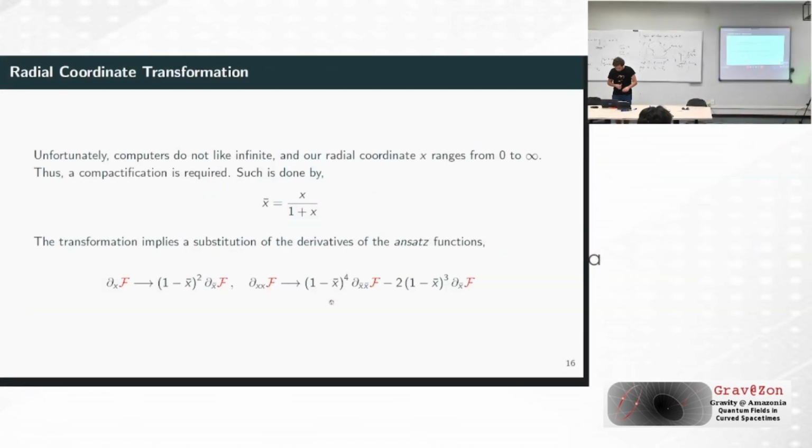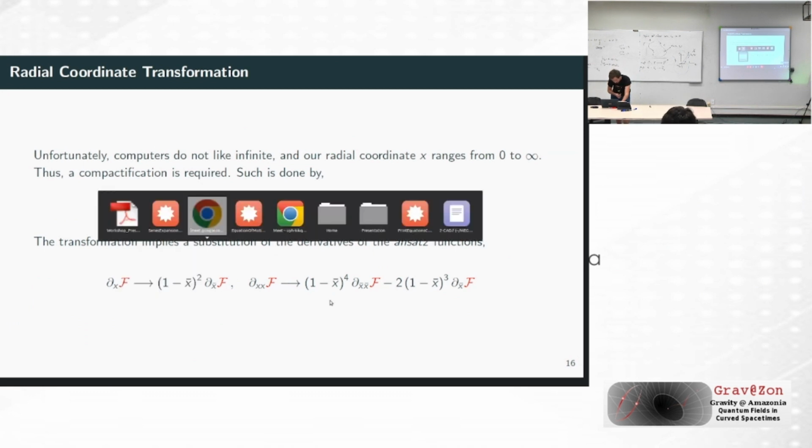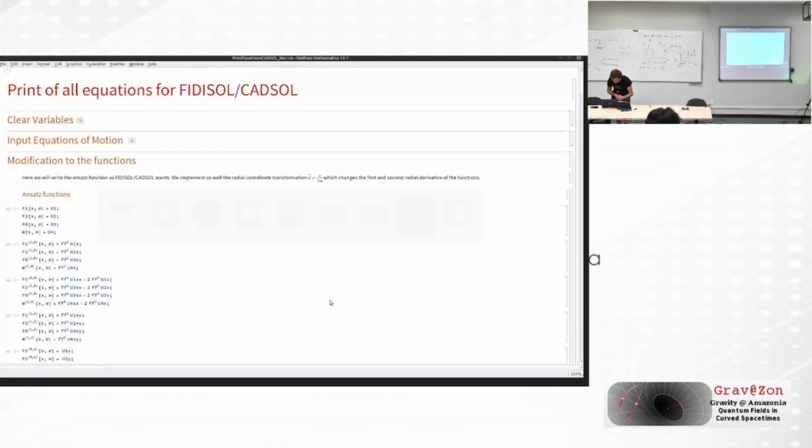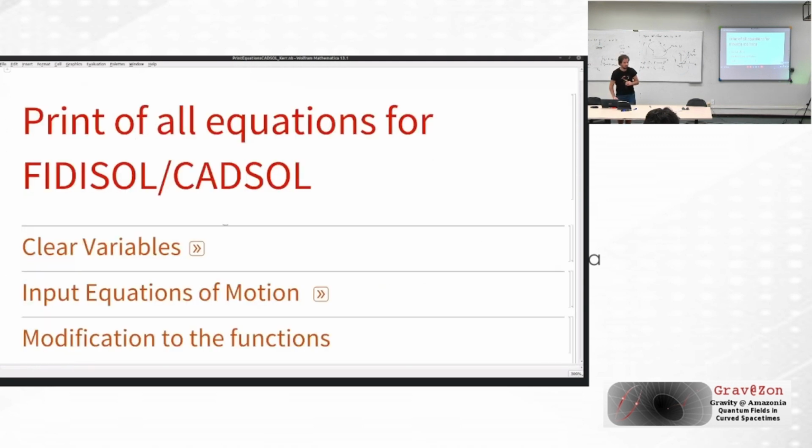Okay. Now, the last Mathematica file. So here we'll do the prints. Everything that we obtained was in Mathematica, and obviously Mathematica works very differently from Fortran, mainly in syntax. So we have to take everything that you got so far and write it in a way that FIDISOL can understand, or the Fortran compiler.